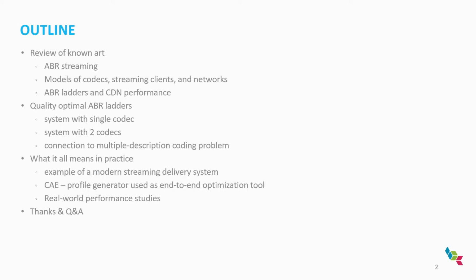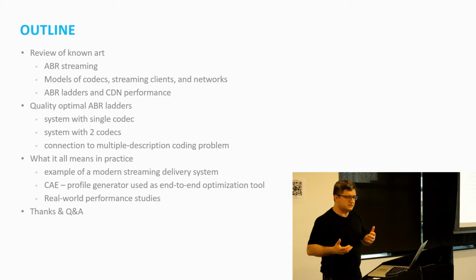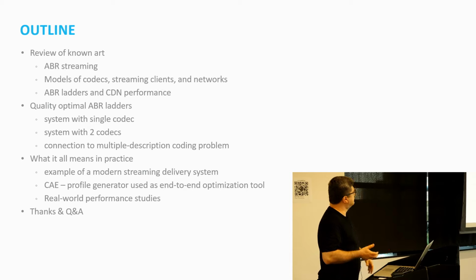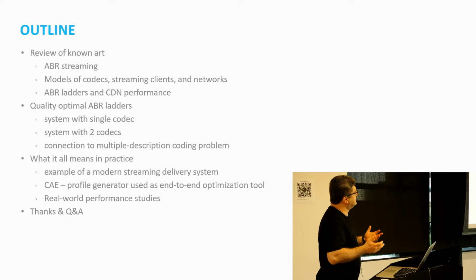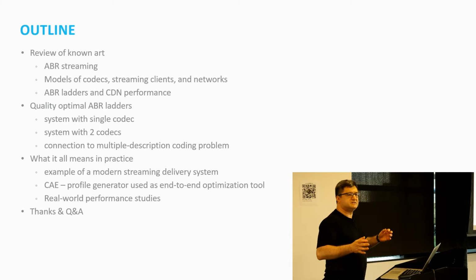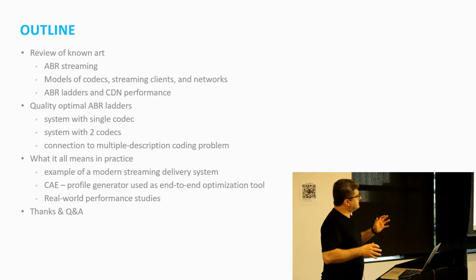I'll talk about multi-codec streaming. And before I start talking about multi-codec, I'll introduce some basic concepts, things like what is ABR streaming, models of codecs, streaming clients, ABR ladders. Last time here I spoke at length about CDN performance and streaming. That is kind of relevant, but I'll skip details.